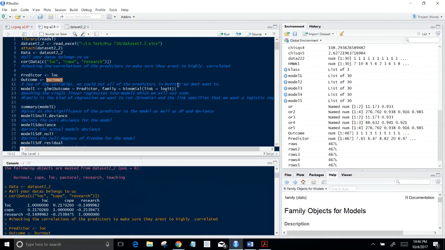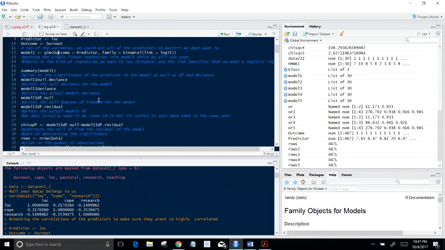For starters, we conducted a simple logistic regression, and we're going to push it into model 1. GLM is the logistic regression. We have our outcome, then a tilde, then predictor. And the family binomial basically tells R what kind of regression we want to run. We want to use a logistic regression, so that's what link equals logit is.